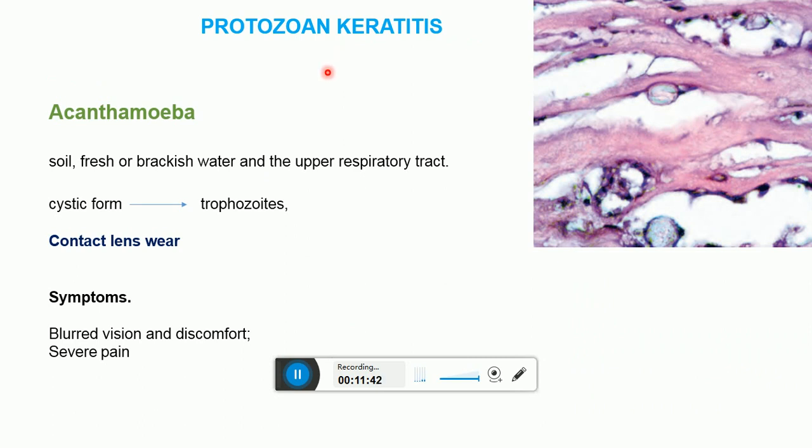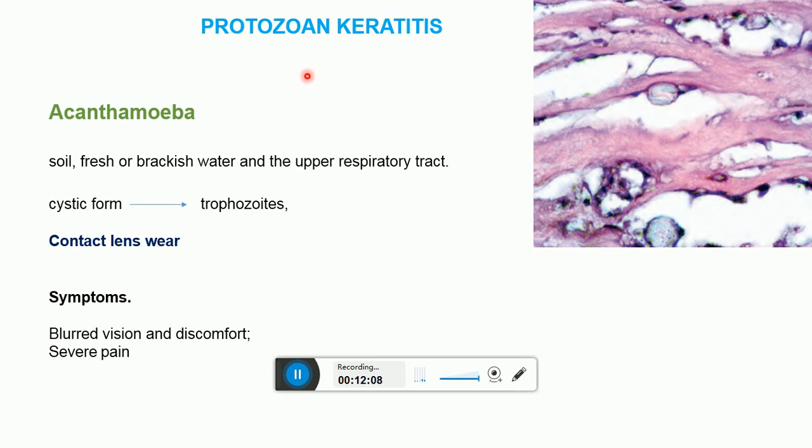So this was all about Cogan syndrome, in which there is peripheral and central scarring, and there is interstitial keratitis, and vestibuloauditory symptoms as well as ocular symptoms and signs.